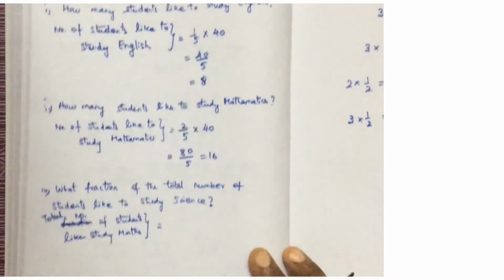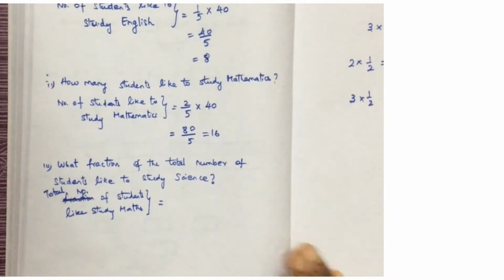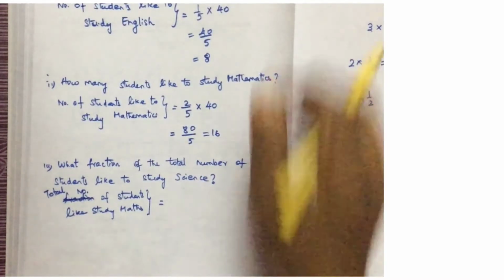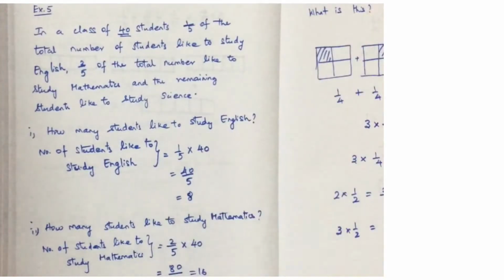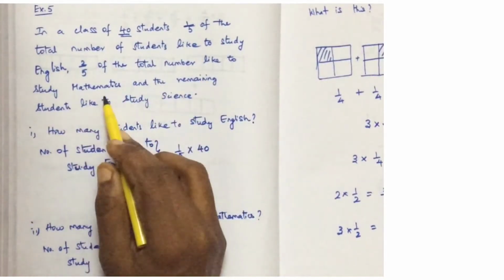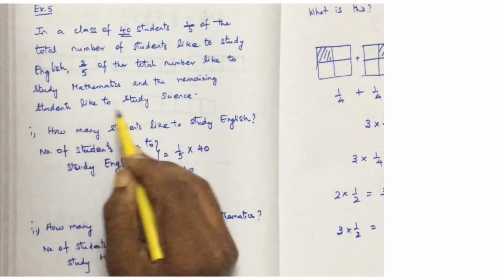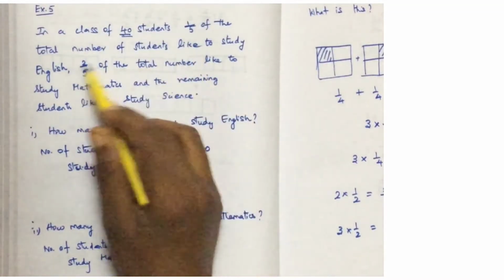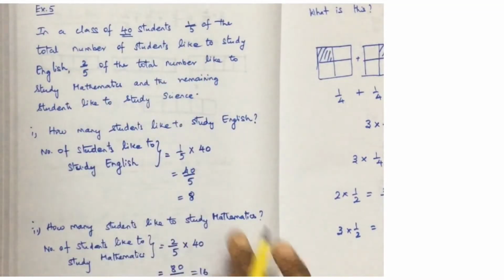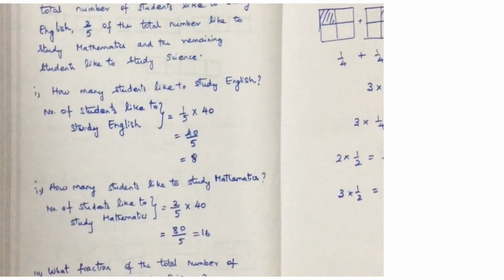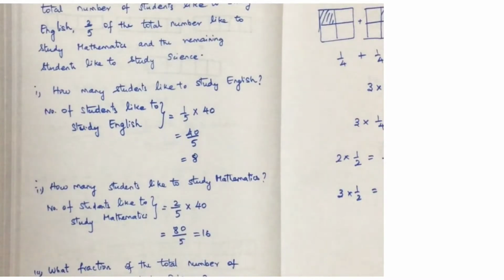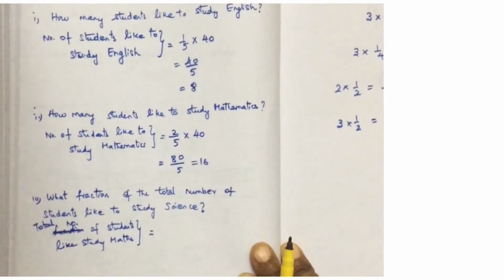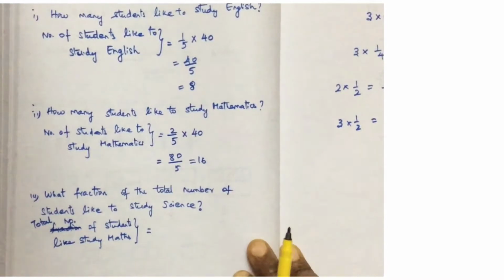Next question is, what fraction of the total number of students like to study science? In the question it is given that 2 by 5 of the total number like to study mathematics and the remaining students like to study science. So in a class, 1 by 5 of the students like to study English, that we have calculated as 8. 2 by 5 of the students like to study mathematics, that we have calculated as 16. Remaining all the students want to study science. Now I have to calculate what fraction of the total number of students like to study science.